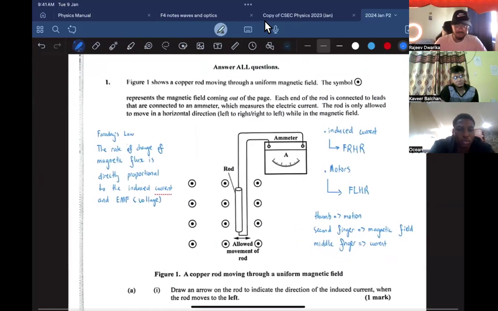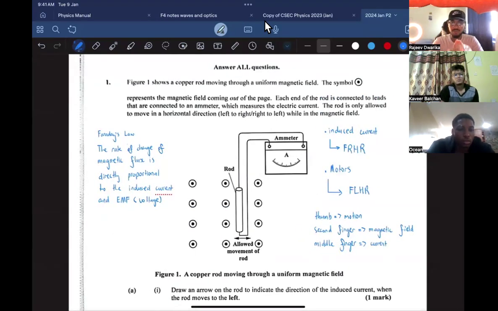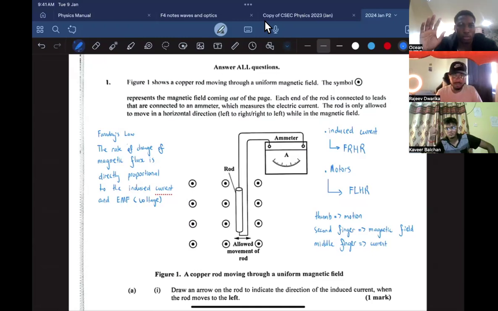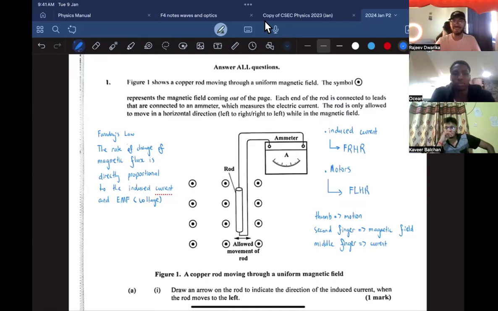All right, so Justin and Ocean, let me see your right hand. Your thumb represents motion. Ocean, I see you raised your hand, on the Zoom meeting too. Let me know if you have a question. So the thumb represents motion, the second finger represents the magnetic field, and the third finger, the current.